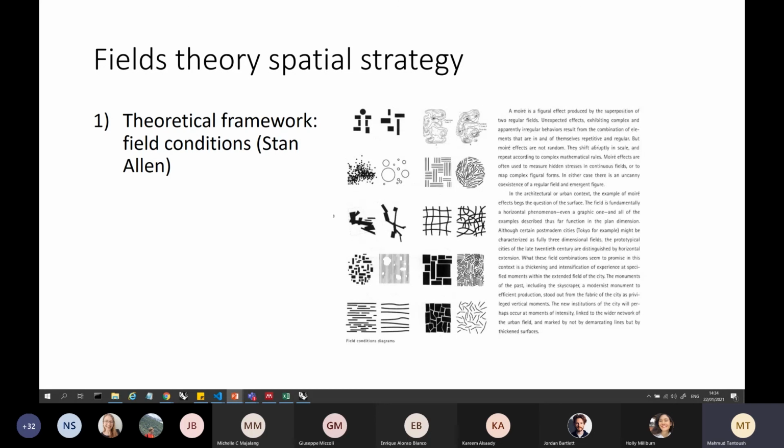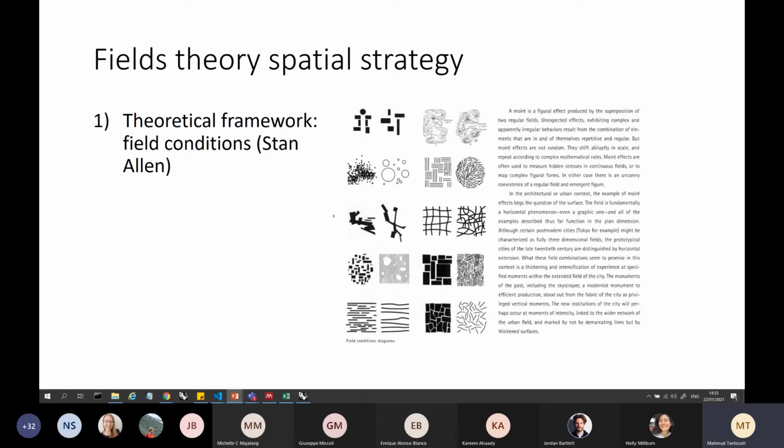So the idea of moiré is actually a good way of developing your spatial strategy because it explicitly talks about geometry. And that's what you're doing when you're thinking about your spatial strategy. It's about geometry and developing the thinking about your design in terms of ways and relationships. So it talks about how combining different fields together produces something different.